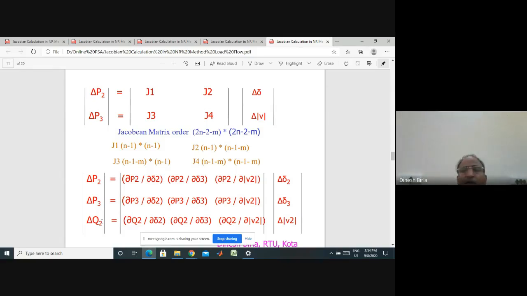Active power P2 has got a relation with the angle delta 2, and active power of bus number 3, P3, has got relation with the angle delta 3. So wherever the active power is there, the angle delta will figure, and wherever the reactive power is there on the extreme right, voltage will figure.